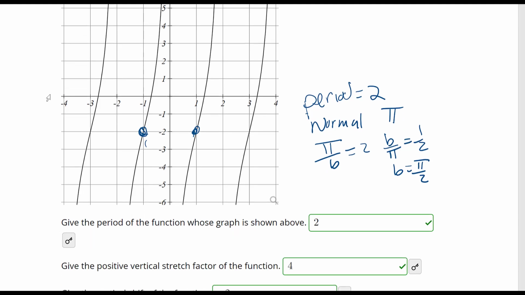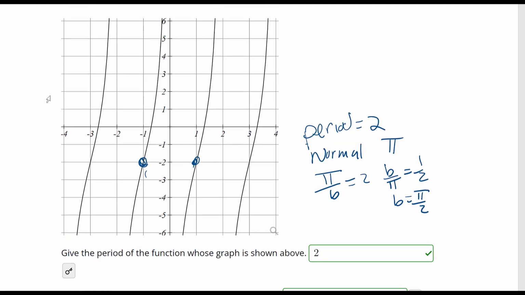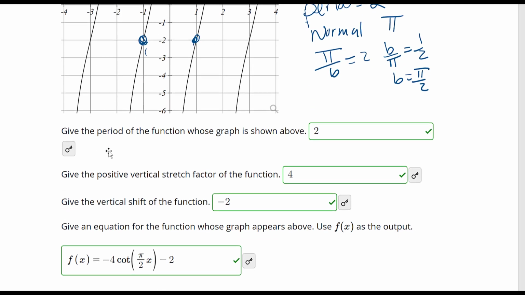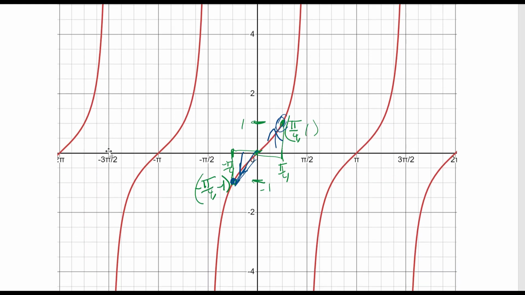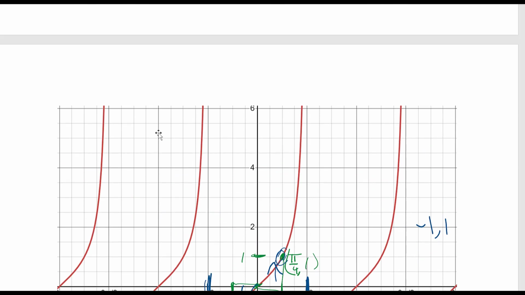Okay, what is the next thing? Give the positive vertical stretch factor. This one in particular is pretty tough because I'm looking for any values. Let's just think about this. Normally it's going to go from negative pi over 2 to pi over 2, but the one we're dealing with is going from negative 1 to 1. Isn't that what we came up with?